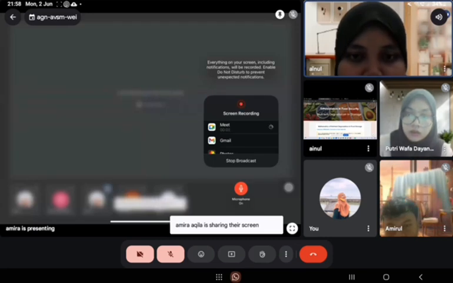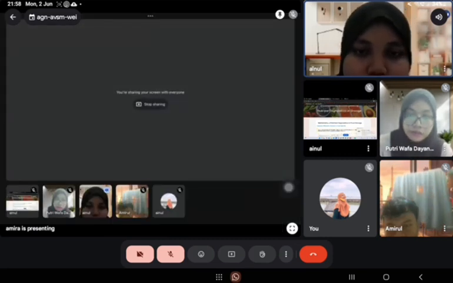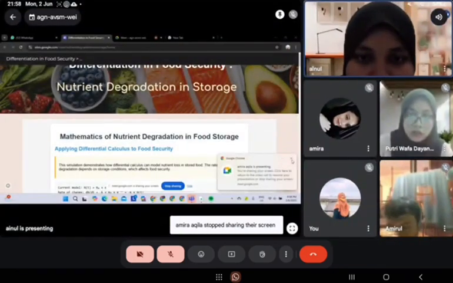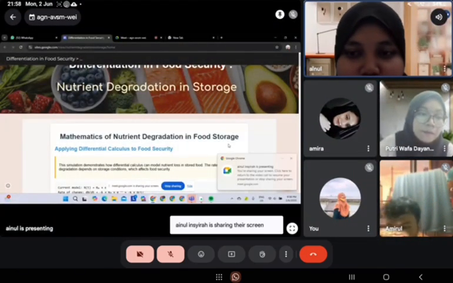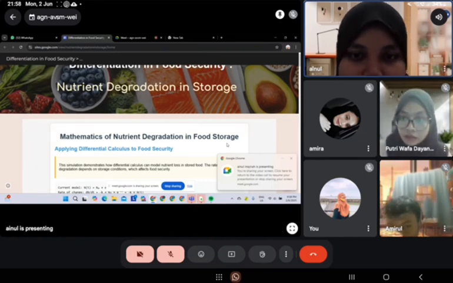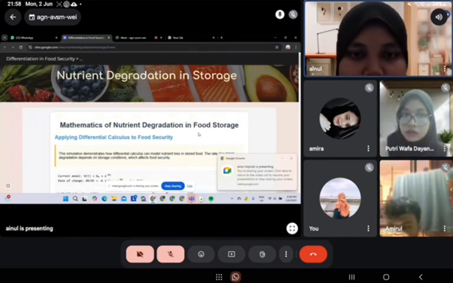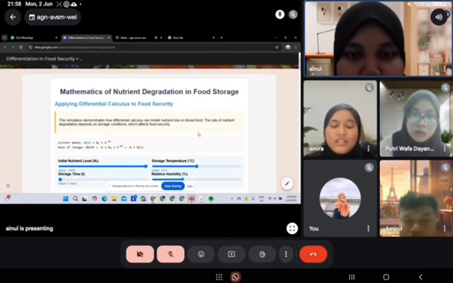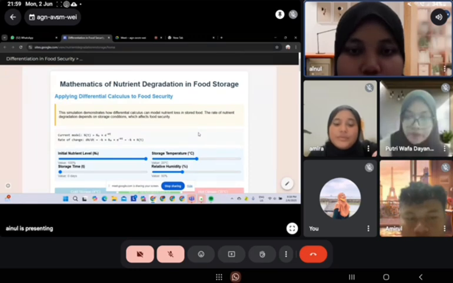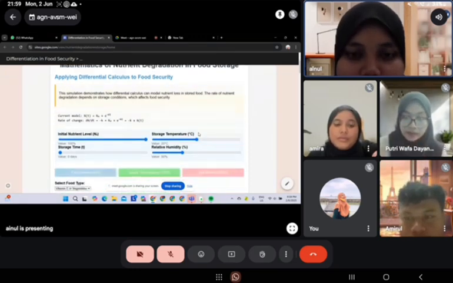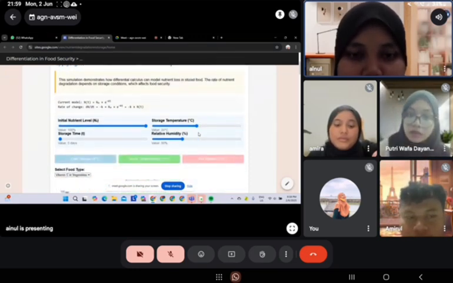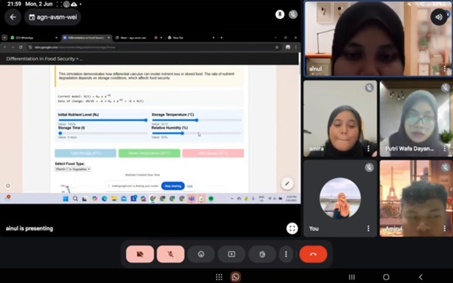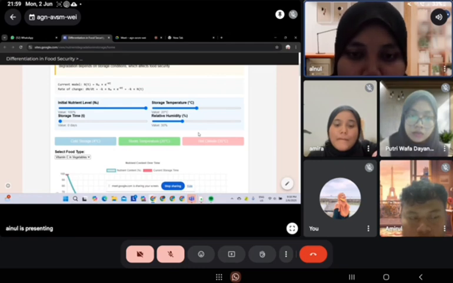The problem: nutrient loss in stored food. When we store food, especially fruit and vegetables, nutrients like vitamin C slowly degrade over time. For example, vitamin C in orange can drop quickly if stored too long or in the wrong conditions, like at higher temperatures. This nutrient loss is important because it affects the quality and nutritional value of the food we eat.